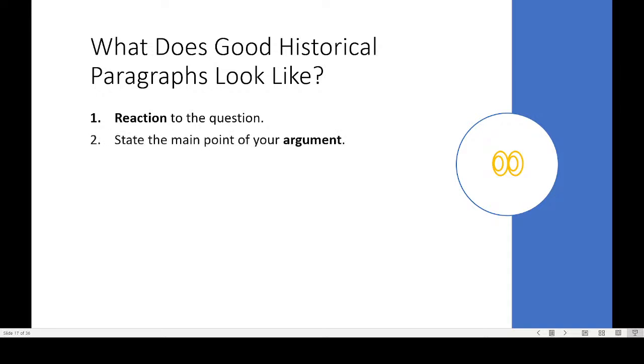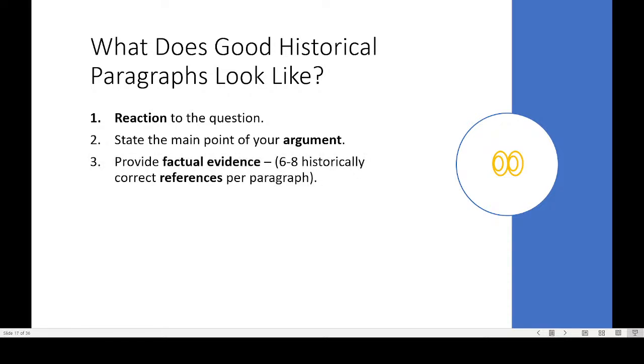Next, we state the main point of your argument. Remember, we're trying to go above and beyond here. We're not just narrating and telling the story of these events. We're looking to provide analysis, and to do that, we need to state our argument. Next, we need to provide factual evidence. I know a lot of teachers won't like to put a number on this, but I understand my students just like to have the number, so I'm going to put it out there. I look for my students to put 6 to 8 historically correct references per paragraph. That gives them a gauge on how long it should be, how many facts. And the phrase I like, rather than a fact or a statistic, is historically correct references, because I'm not just looking for facts per paragraph.